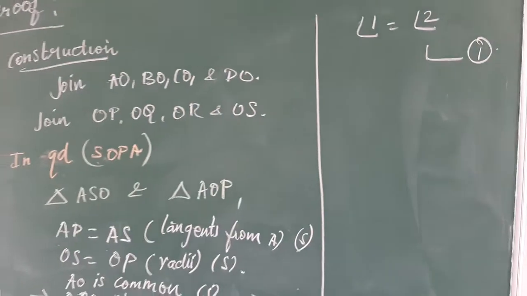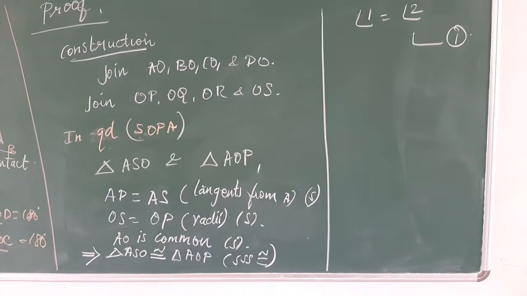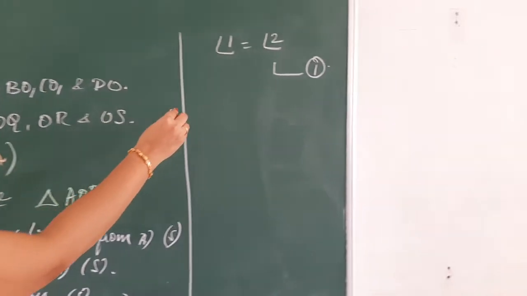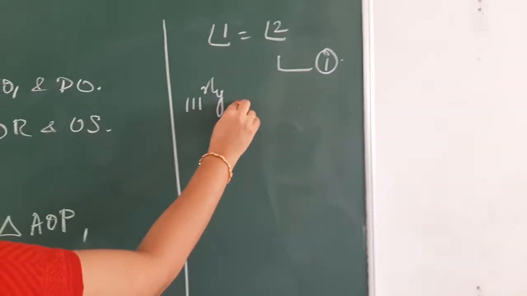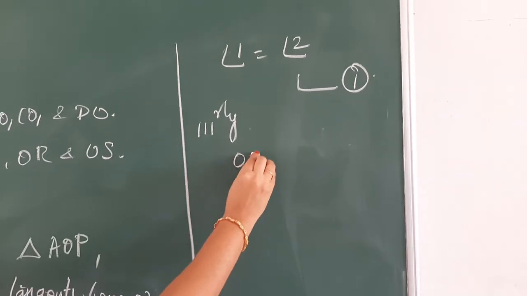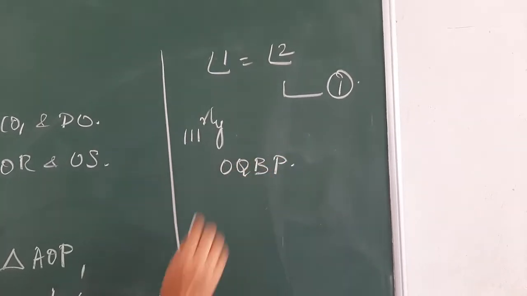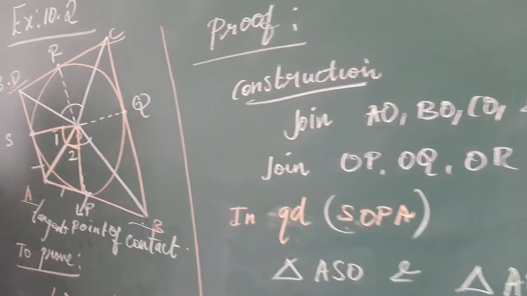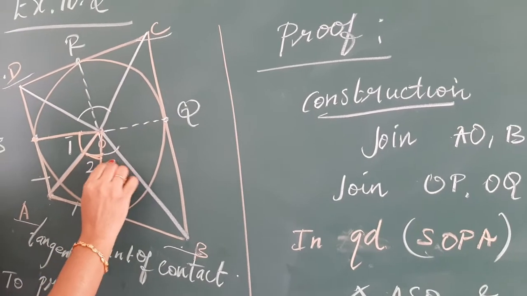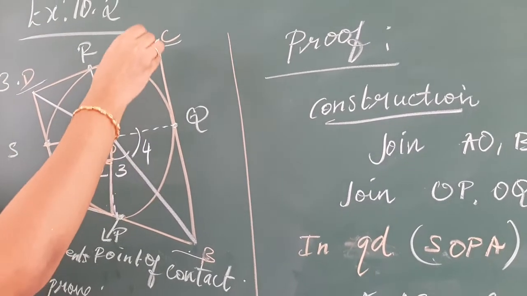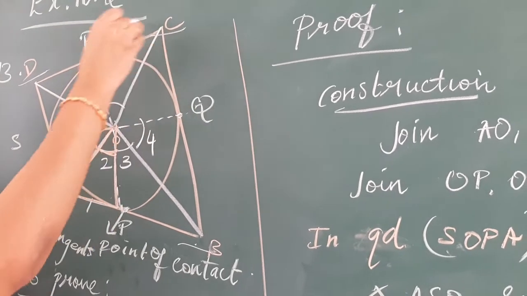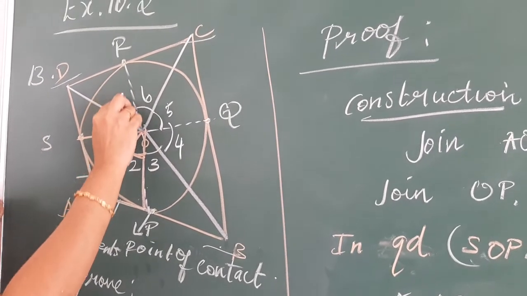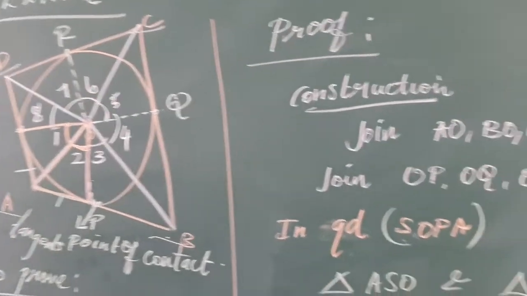We considered the quadrilateral SOPA. In that we divided two triangles and proved that angle 1 is equal to angle 2. Similarly, if we consider the second quadrilateral OQBP, there also I can take two triangles. In the same way, if I prove, I can conclude that angle 3 is equal to angle 4. The same way, if I go for the next quadrilateral OQCR, I can say that angle 5 is equal to angle 6. And for the last quadrilateral, I can prove that angle 7 is equal to angle 8.